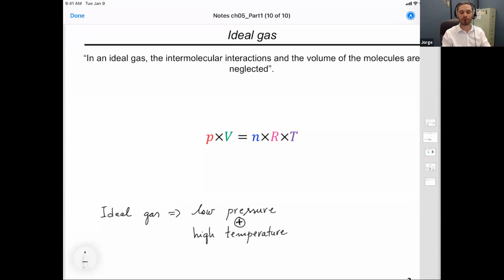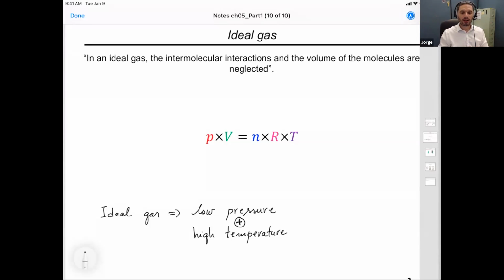The high temperature will ensure that the speed of the molecules is so high that they don't have time to interact with each other because they will cross each other so fast that the interactions are neglected. And low pressure means that the gas molecules are so diffuse compared with the volume of the flask that we can neglect the volume of each individual molecule.